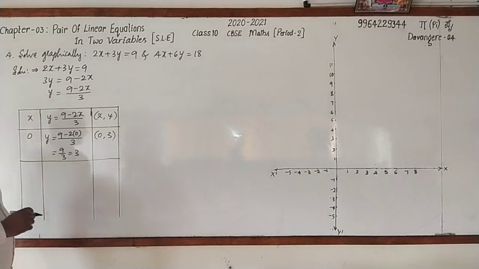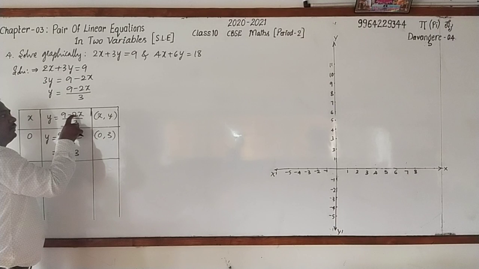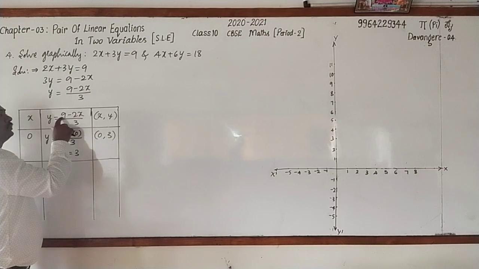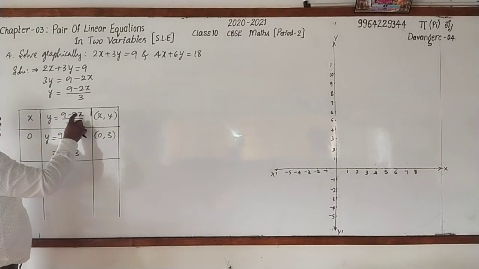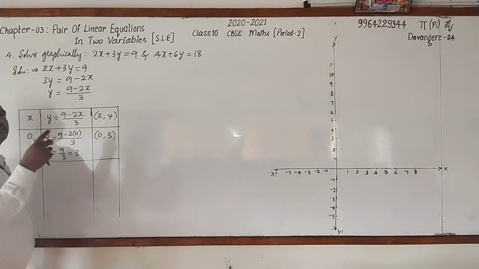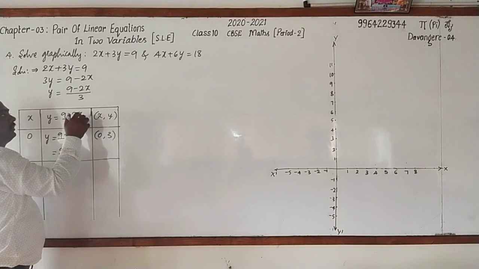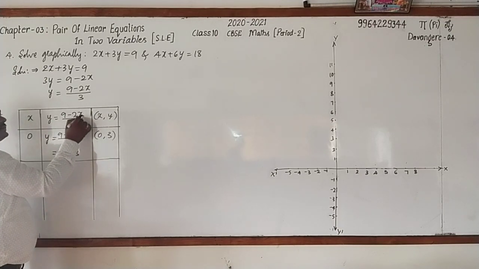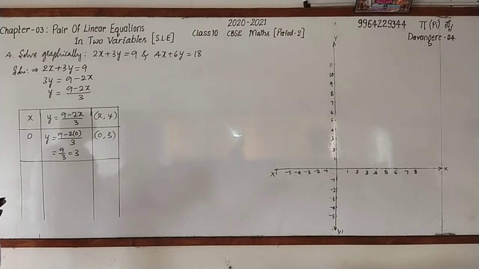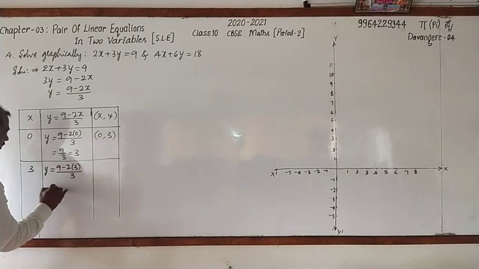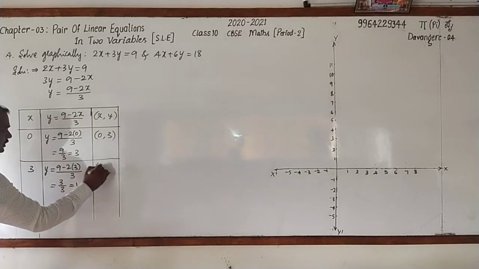Next, can we take 1? Observe it. On taking 1, 2 ones are 2, 9 minus 2, 7, won't come. Minus 1 becomes plus 2, 9 plus 2, 11, won't come. 2: 2 twos are 4, 9 minus 4, 5, won't come. Then take 3. 2 threes are 6, 9 minus 6 is 3, 3 by 3 is 1. Here, y is equal to 9 minus 2 into 3 by 3. It is 3 comma 1.